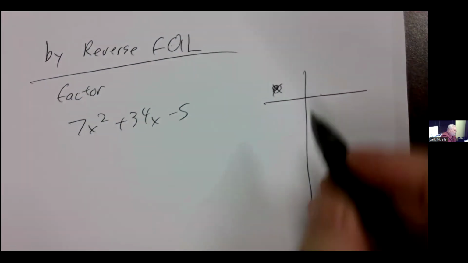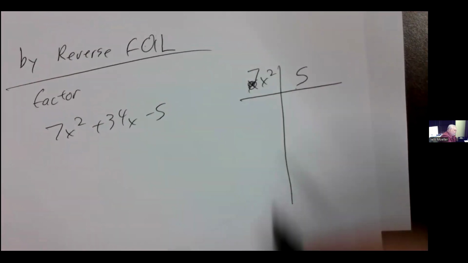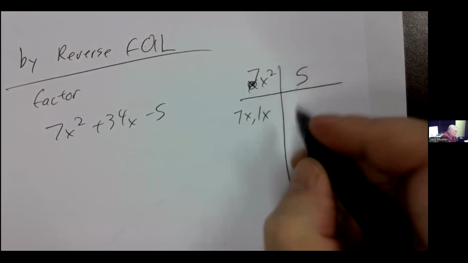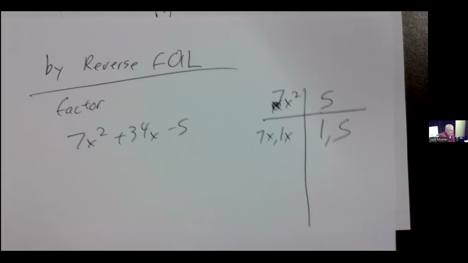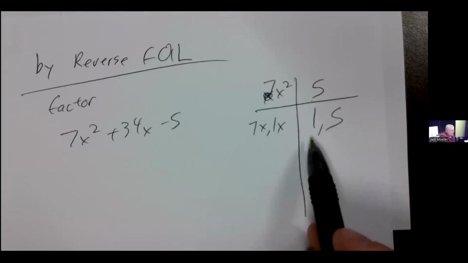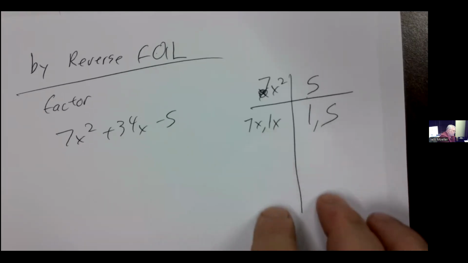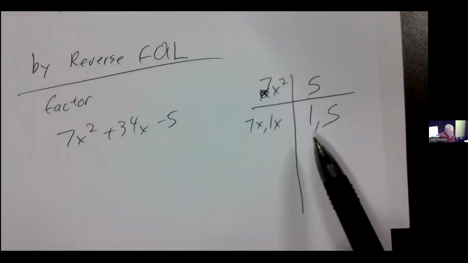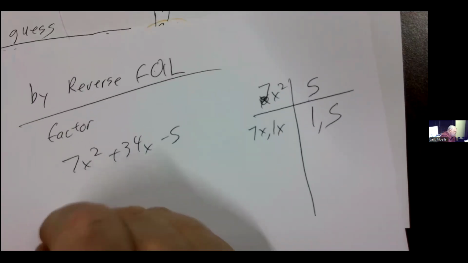So I'm going to do my D table. We're going to do factors of 7x squared and the minus 5. Well, the only way to factor 7x squared is 7x times 1x. The only way to factor 5 is 1 and 5. So for me, this isn't too bad of a problem to do by reverse FOIL because there's only one option for each one. It's not uncommon, once you start doing this, to have multiple ways to factor your squared term, multiple ways to factor your constant. When that happens, it doesn't matter if you do reverse FOIL or AC method, those can get messy. This one's a relatively short one, so let's go through it.